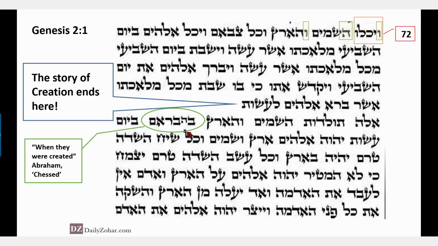And about the aspect of Chesed, in the paragraph that follows: Ele toldot hashamayim ve'aretz behibar'am. These are the generations of the heaven and the earth when they were created. And we see here that the word behibar'am, when they were created, contains the letters of Be'avraham, which is the aspect of Chesed. And the little Hey represents the Hey of Malchut, that the whole purpose of creation is Chesed to Malchut, to bring Chesed to Malchut.